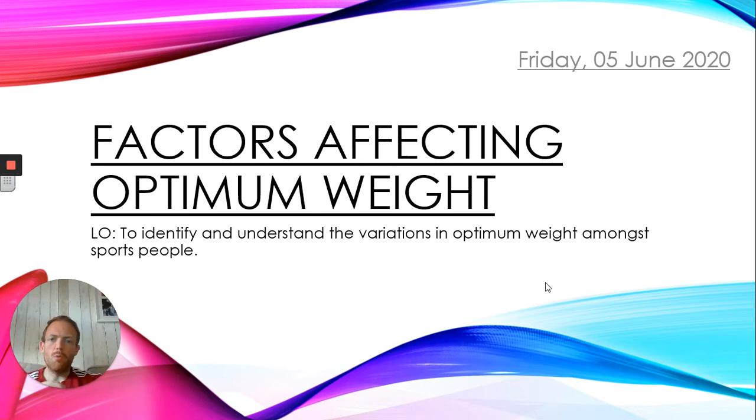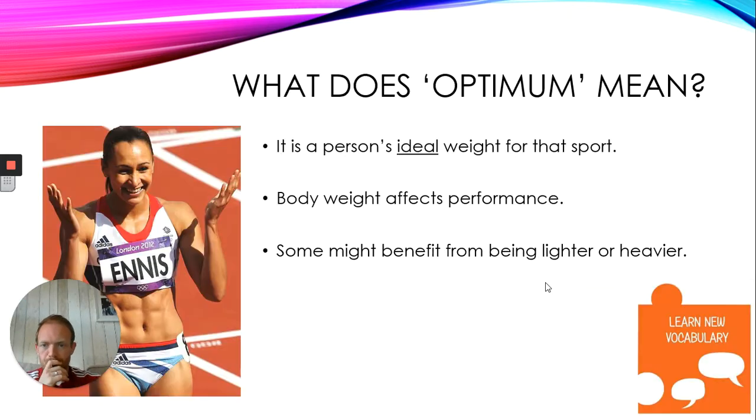Okay. So we're looking at factors that affect optimum weight. So first of all, what are factors? Obviously, we'd have a discussion in class. For me, there are things that will affect weight or optimum weight, the things that will affect how a person's weight is determined, and we're going to look at that in a second. So, before we go on to look at the factors, what does optimum mean?